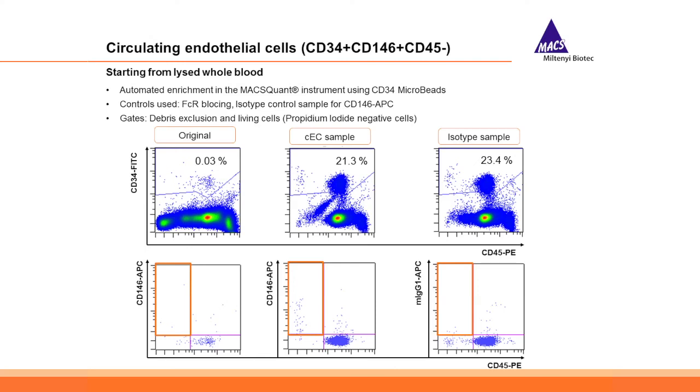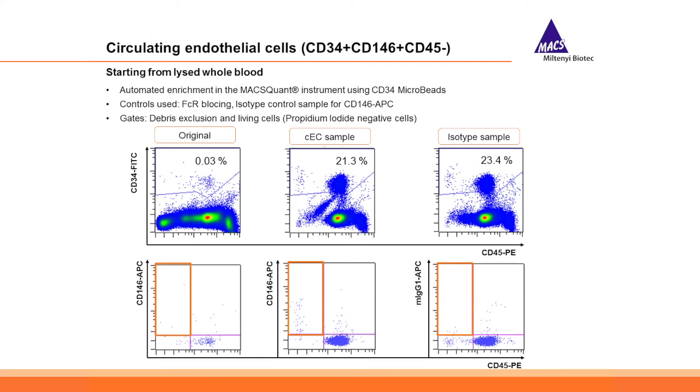And we stained, in the top row, CD34 versus CD45. You see here, these are all the leukocytes, and here you have the CD34 positive cells. This is the original sample, without any enrichment, just the fluorescent labeling. We have here a frequency of 0.03% of the CD34 population. So already a rare cell, clearly.